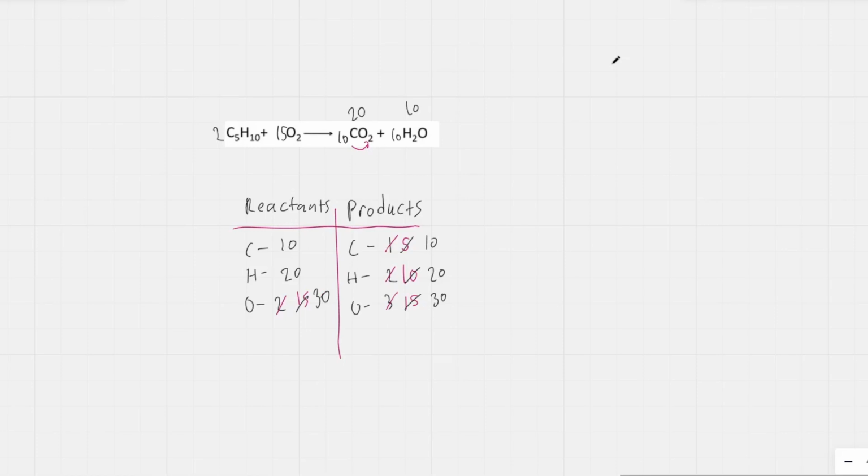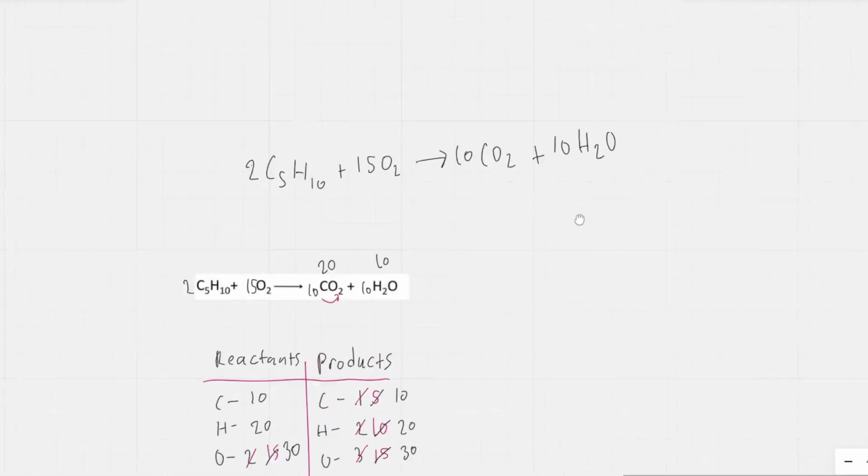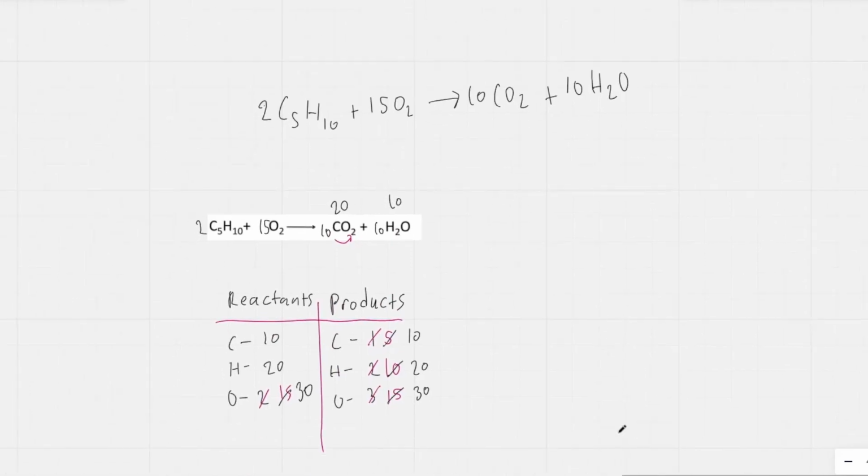So therefore, this is my balanced equation. My balanced equation becomes 2C5H10 plus 15O2 creates 10CO2 and then another 10H2O. So that's basically my balanced equation, and this is how you can balance a combustion reaction equation.